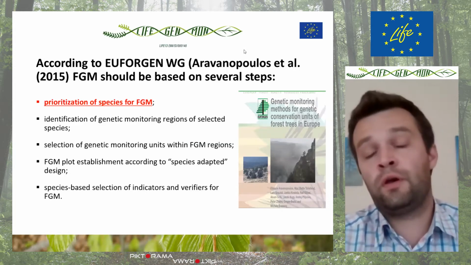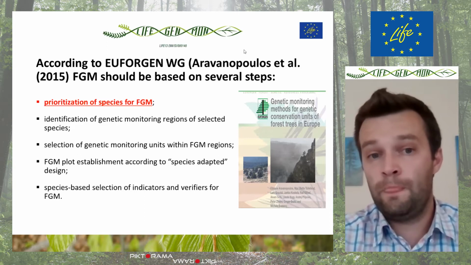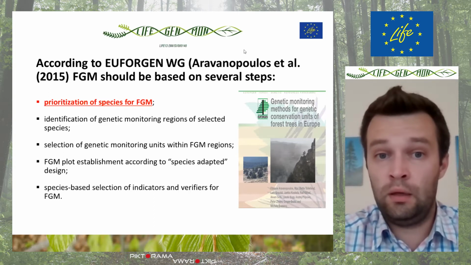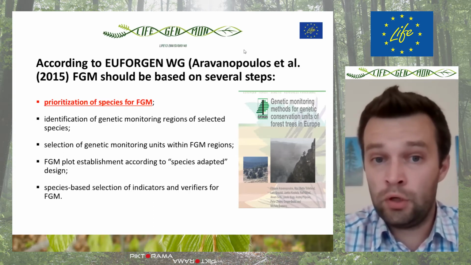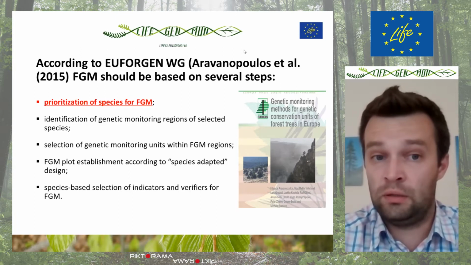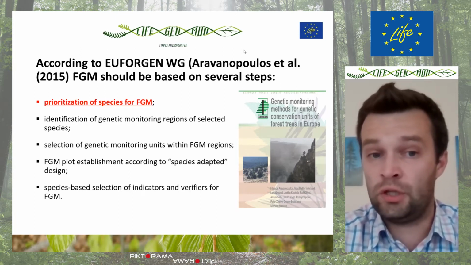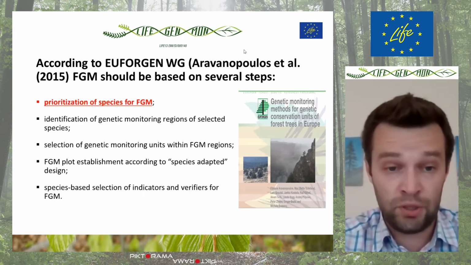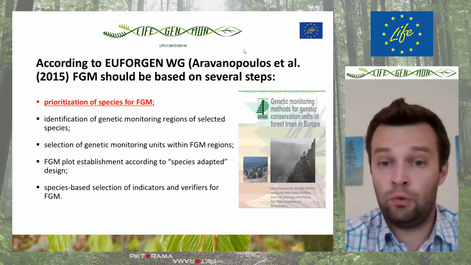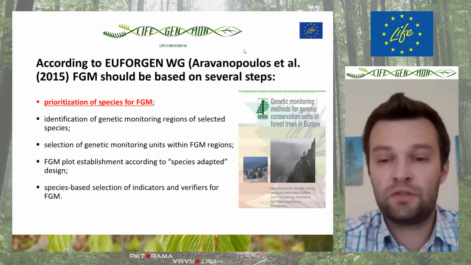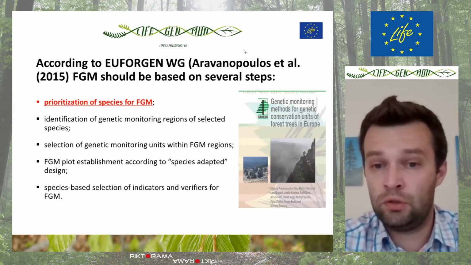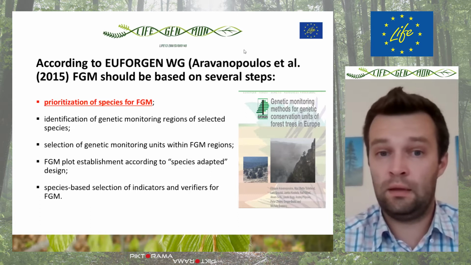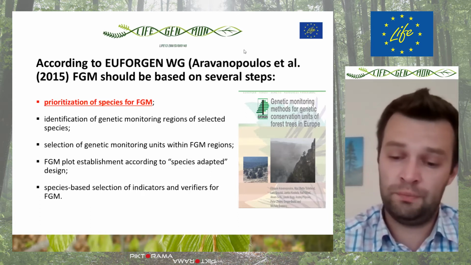Also, again, the working group on forest genetic monitoring offered, let's say, the workflow of how to start forest genetic monitoring. Of course, the main and important step is the prioritization of species for genetic monitoring, and then it follows identification of genetic monitoring regions for selected species, selection of genetic monitoring units within the regions, and then of course establishment of plots, and then selection of indicators and verifiers. But let's go back to the prioritization of species.